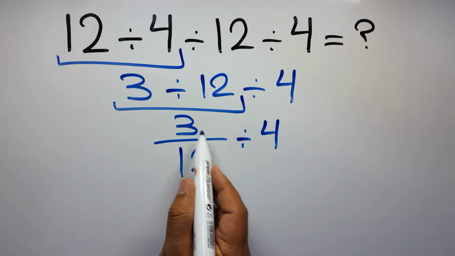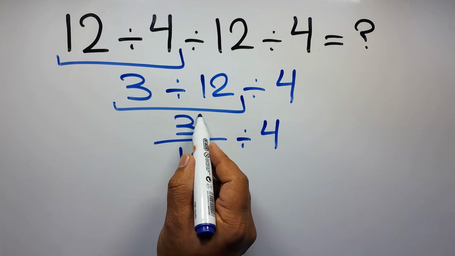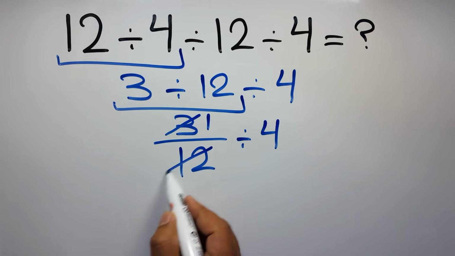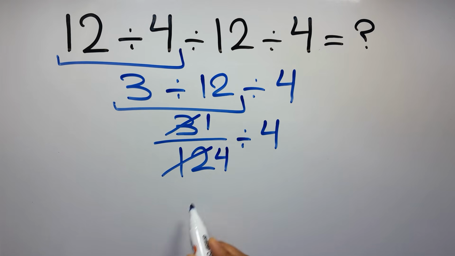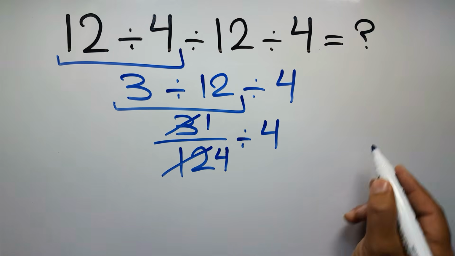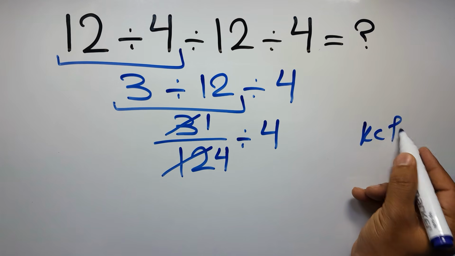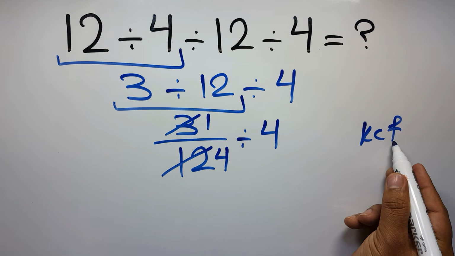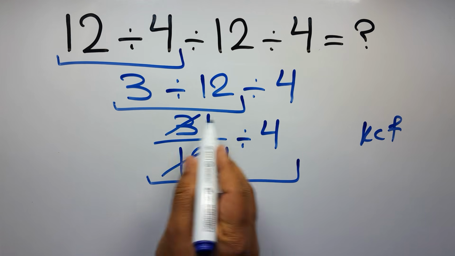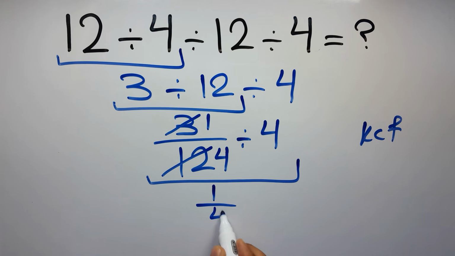Now let's simplify this fraction. 3 divided by 3 gives us 1 and 12 divided by 3 equals 4. So 1 over 4 divided by 4. According to the KCF rule, K stands for keep, C stands for change, and F stands for flip. We can write keep the first fraction, change division to multiplication, and flip the second fraction.